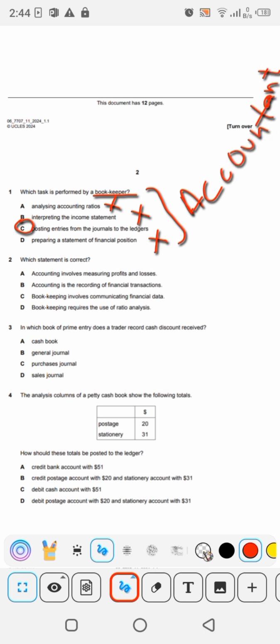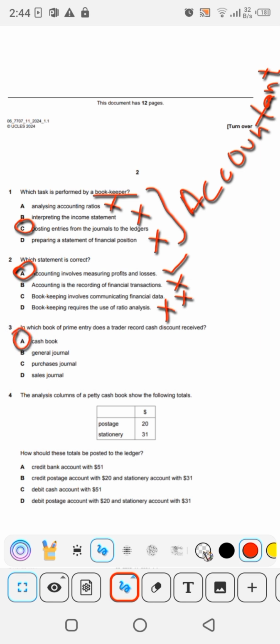So question number 2 is similar to question number 1. Which statement is correct? Accounting involves measuring profits and losses is correct. Accounting is a recording of financial transactions is wrong because it is done by a bookkeeper. Bookkeeping involves communicating data? It is done in accounting, and Part D is also done in accounting, not in bookkeeping.